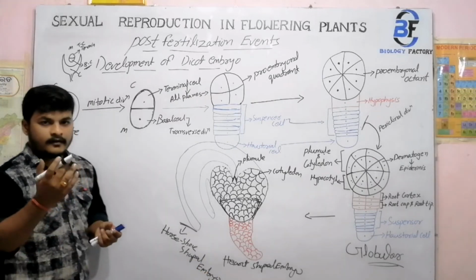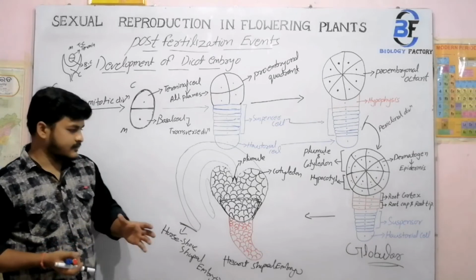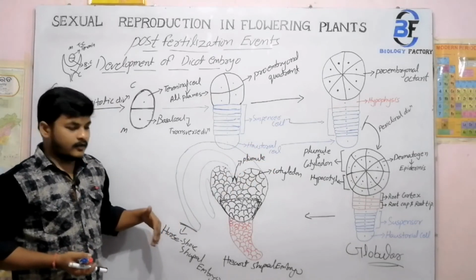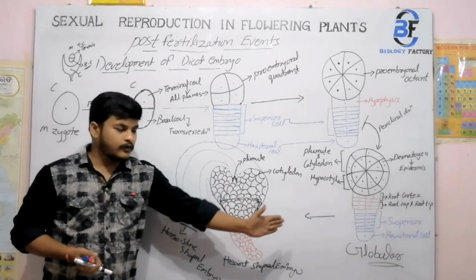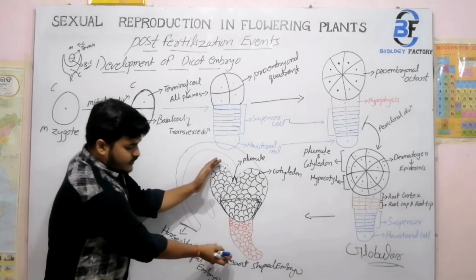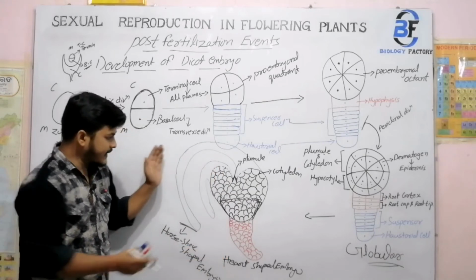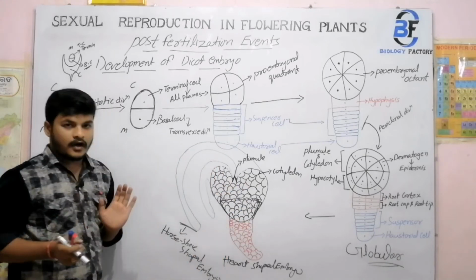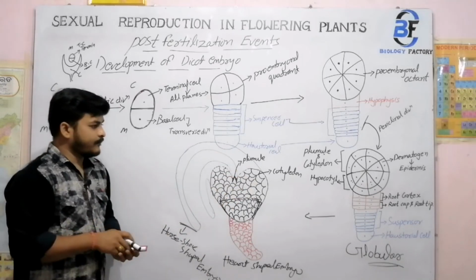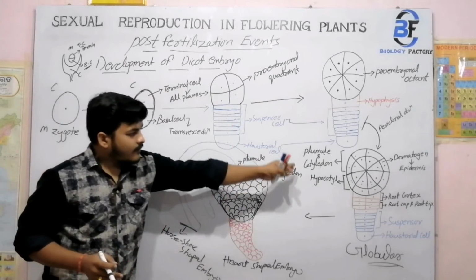So if a question is asked to you about the sequence of development of the embryo, the first stage is globular. The second stage is heart-shaped, that means from this to this is your heart-shaped embryo. Next is the horseshoe-shaped embryo. So that is the sequence. Next, how this formation takes place.